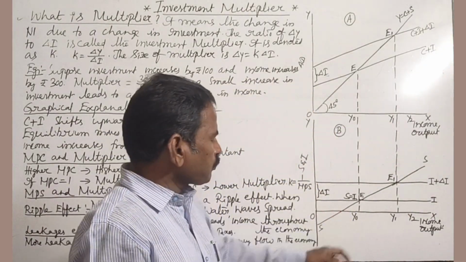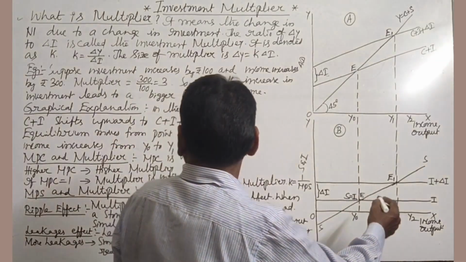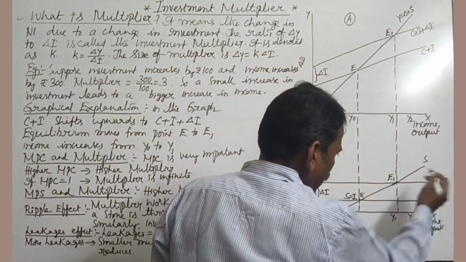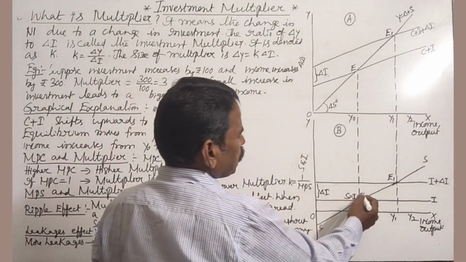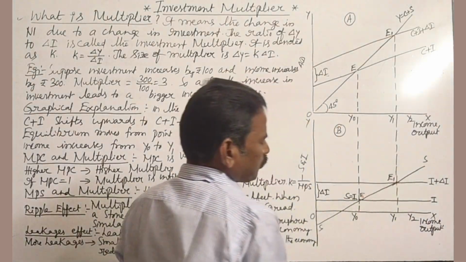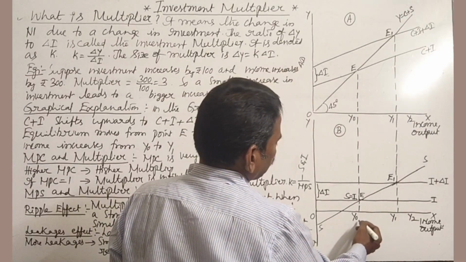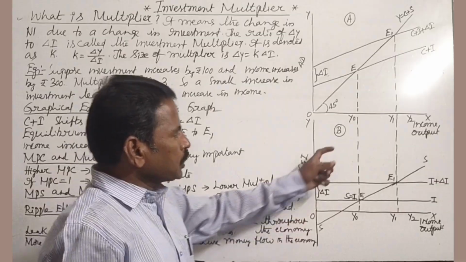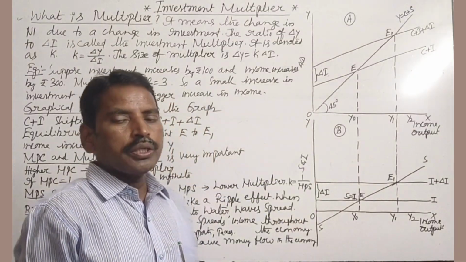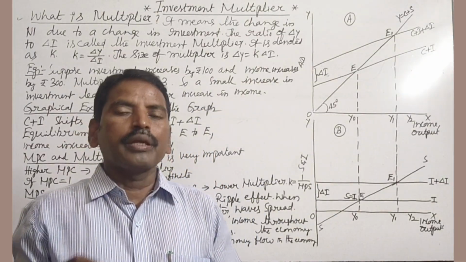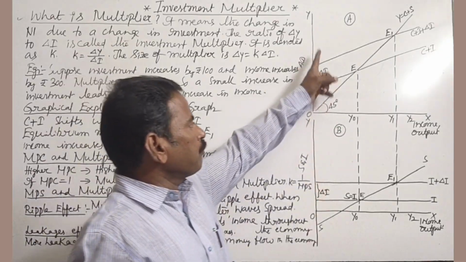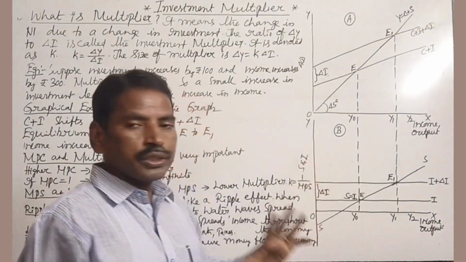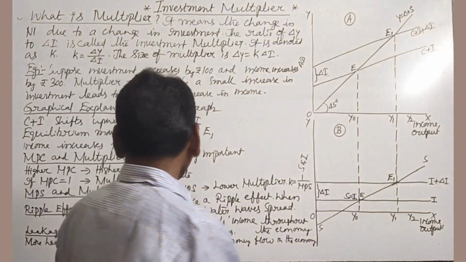So here the investment line shifts upwards to I plus delta I. The equilibrium point moves from E to E1, and income increases from Y0 to Y1. So this is panel B. Investment multiplier can be explained with the help of aggregate demand and aggregate supply, and with the help of savings and investment. Right.